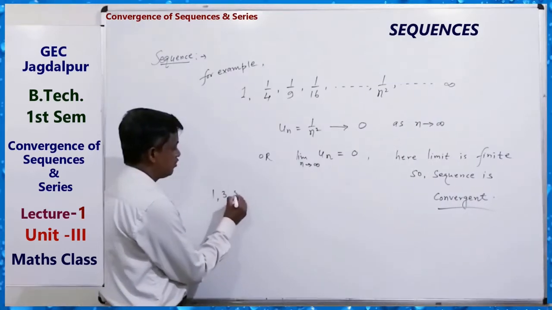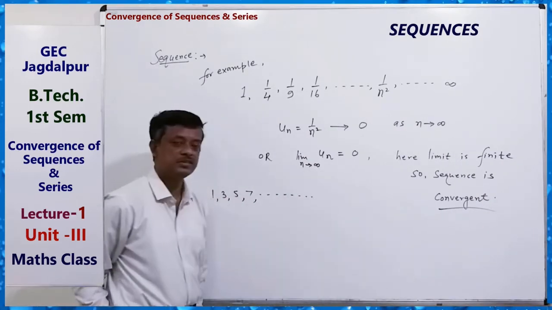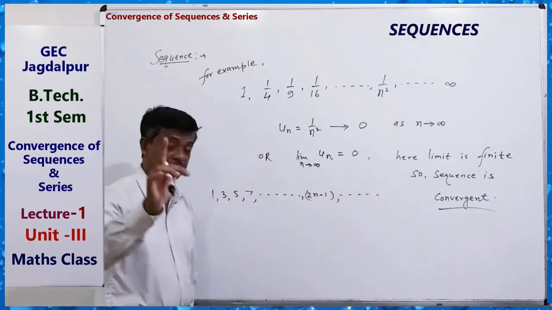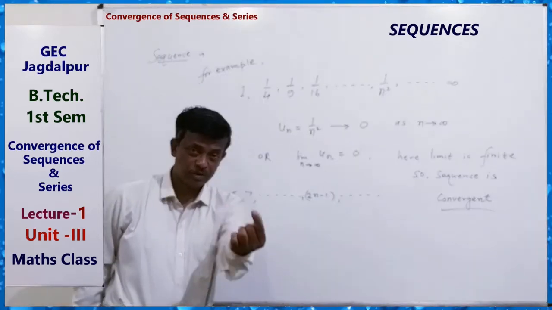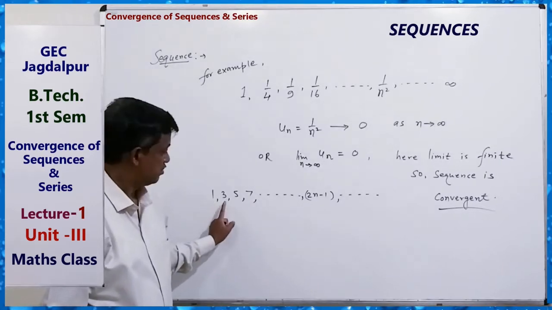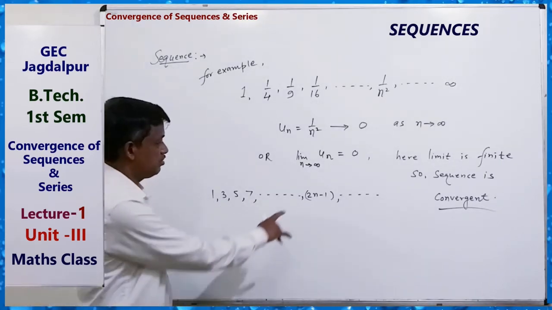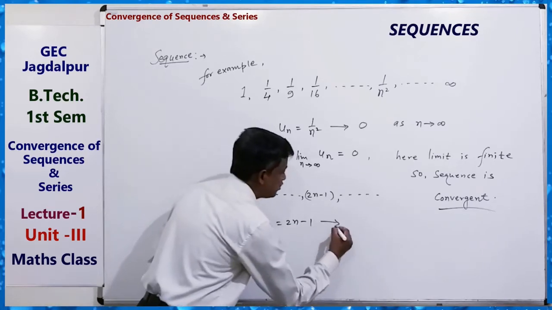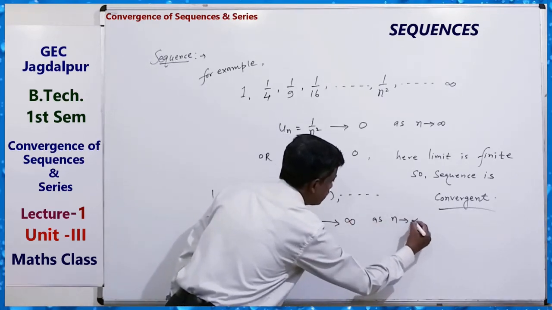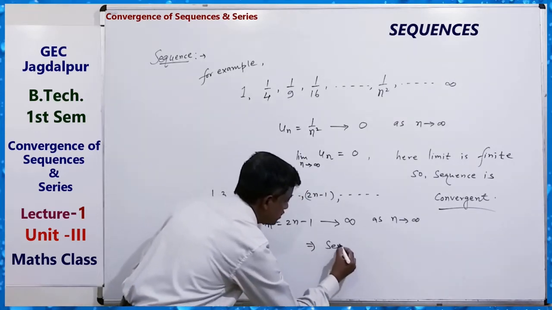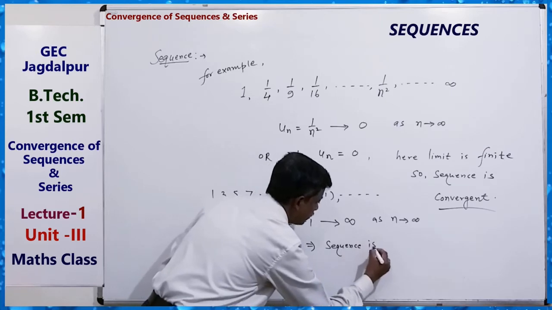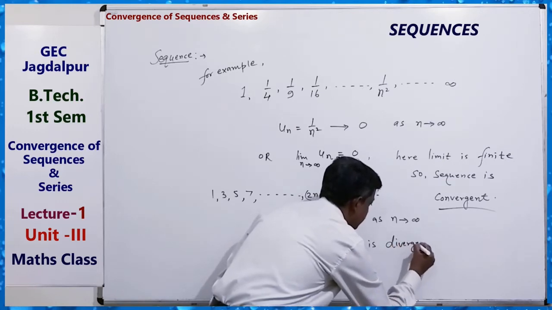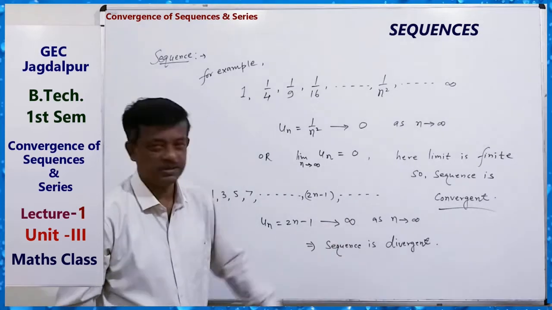Here we see the sequence 1, 3, 5, 7 and so on. This is a sequence. And its nth term, what? We can write like this. Because if nth term is taken for n equals 1, you will get the first element; for n equals 2, the second element. So from here you can get un equals 2n minus 1. It is clear that this is tending to infinity as n tends to infinity. This implies the sequence is divergent, because an infinite limit is there.